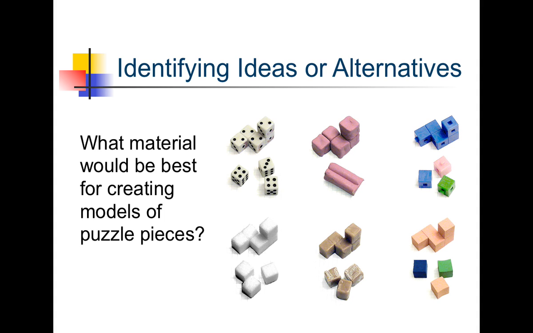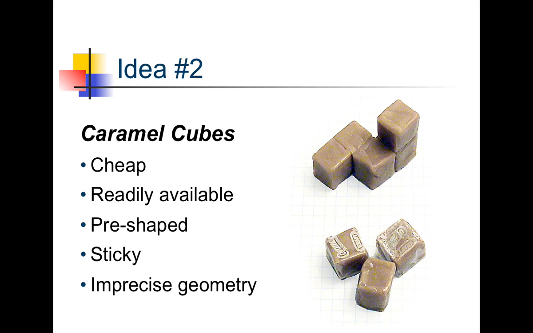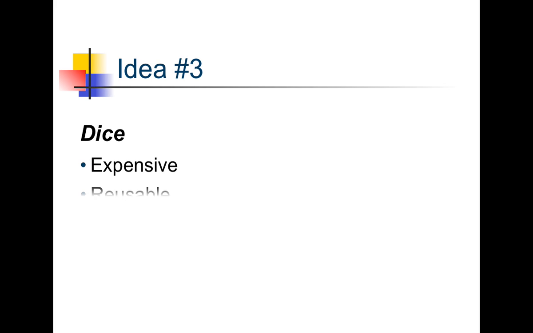So in this example, what material would be best for creating models of puzzle pieces? We have dice, we have clay, we have blocks of different types, we have caramels, and we have sugar cubes. So idea number 1, modeling clay is reusable, readily available, requires some forming, can be sticky, and it's an imprecise geometry. Idea number 2, which are caramel cubes, they're cheap, readily available, pre-shaped, sticky, imprecise geometry, but on the other hand, they're really good, which could be a problem.